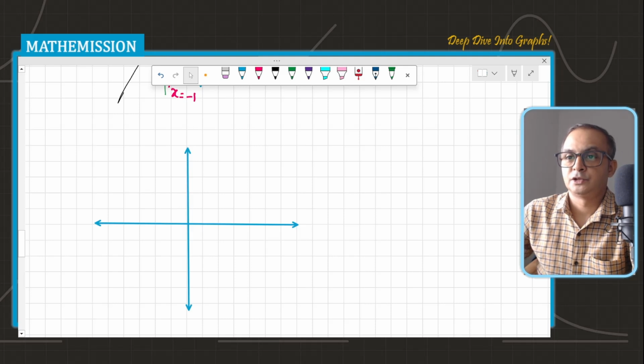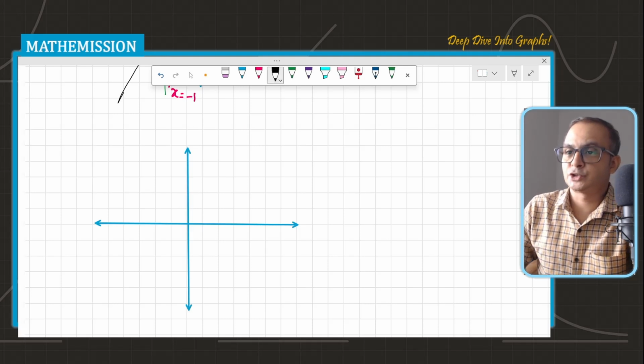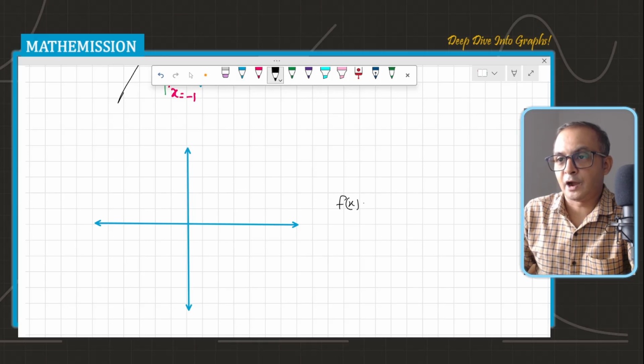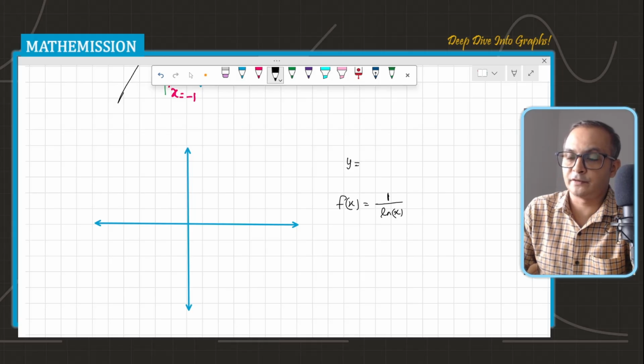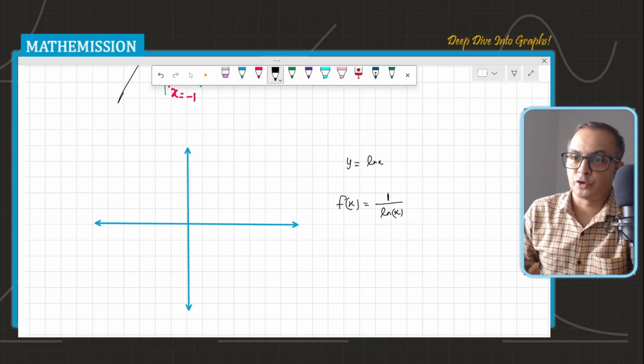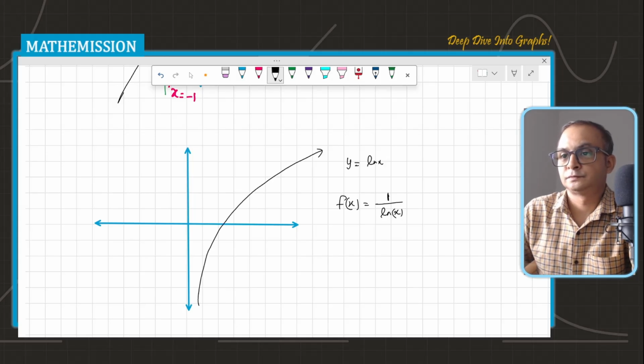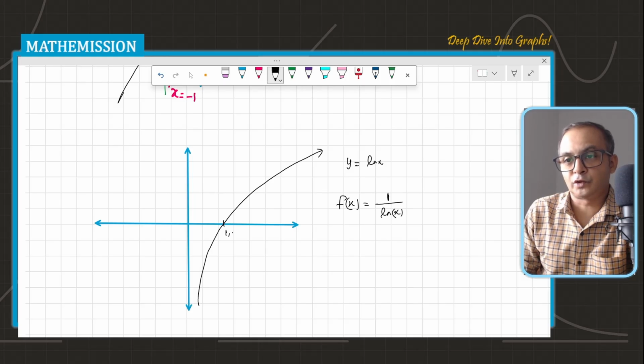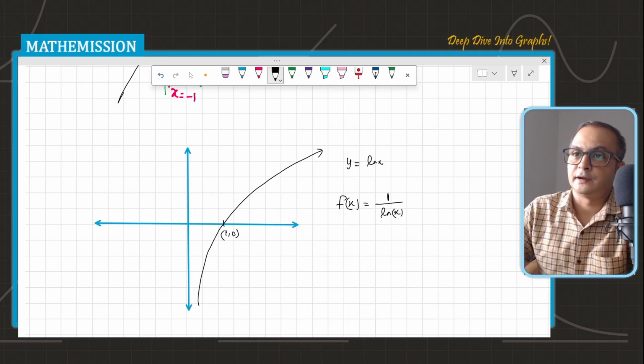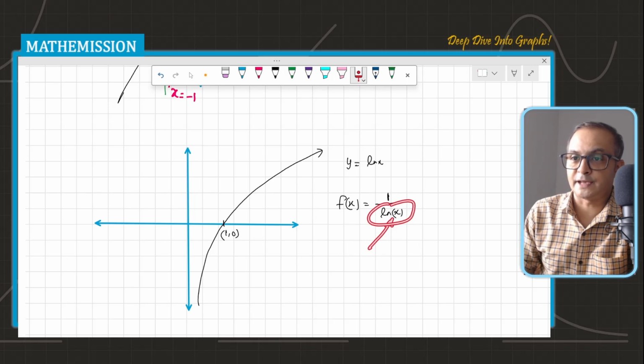Let's try. So the intention is to understand how we can draw the graph of 1 by ln x, and I already have the graph of ln x. So let's first draw the graph of ln x. So the graph will go like that, and this point is (1, 0). And to draw the graph of the reciprocal, you can see that at 1 there is denominator 0. It means at 1 there must be an asymptote. Let me draw this asymptote first here.